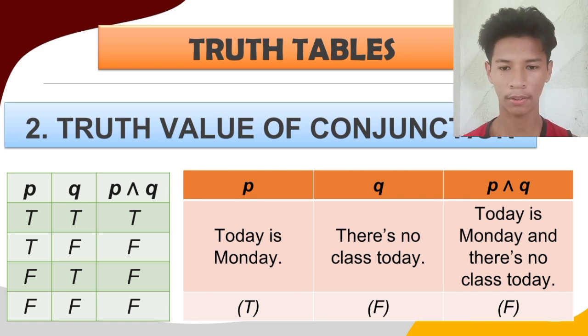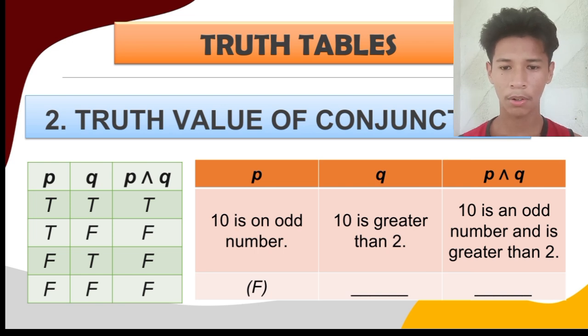So, let's have another example. Let's assume na meron tayong two simple statements again. 10 is an odd number. False kasi hindi naman siya odd, kundi even number siya. 10 is greater than 2. True kasi mas malaki naman talaga yung 10 kaysa sa 2. Pag pinag-add natin yon para maging compound statement, 10 is an odd number and it is greater than 2. Since false yung unang statement natin and true yung second statement natin, false na yung conjunction based dun sa table.